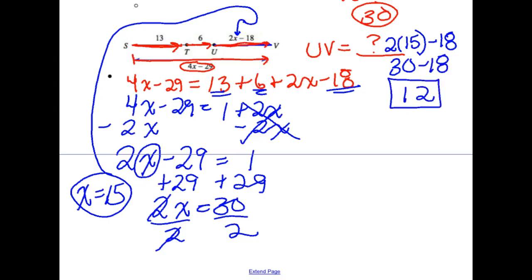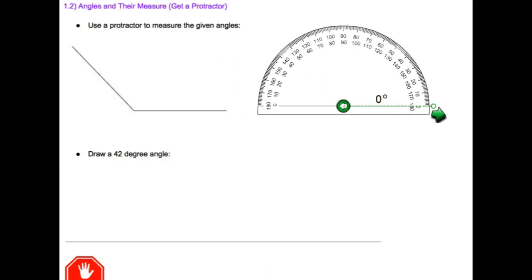And I'm done. So that's the segment addition postulate, pretty straightforward. The next thing we're going to talk about in this video, this is a nice short one, is angles and their measures. So you will have to get a protractor from me when you get to this point.